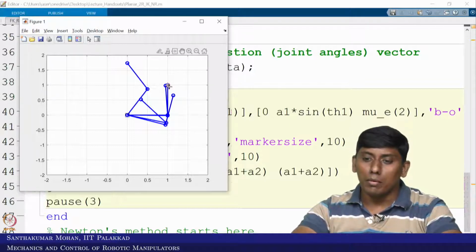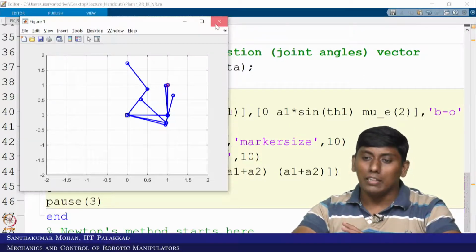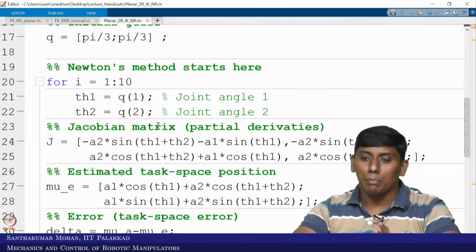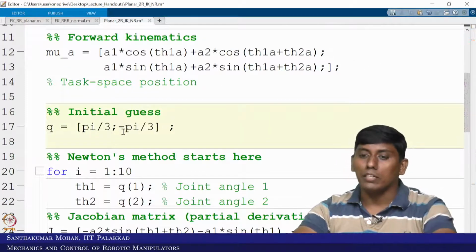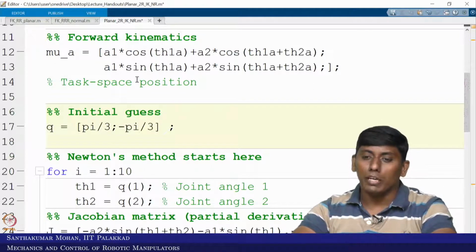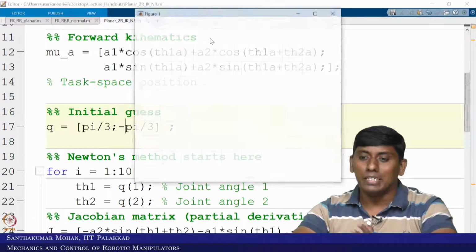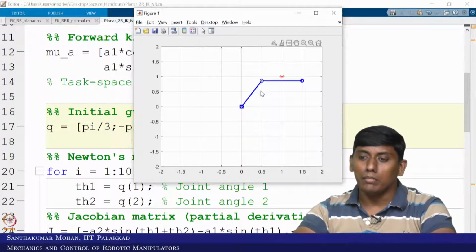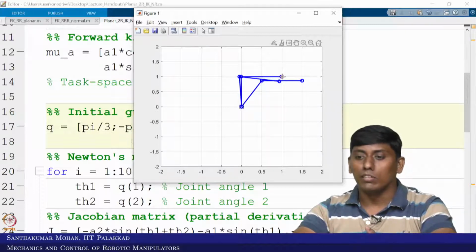So now this is 1 comma 1 and you have actually made it, right? Now if I take a different initial guess, for example, I am taking pi by 3 and minus pi by 3, we expect the final solution to converge, but which solution we don't know. You can see it started with minus pi by 3 in the second joint, and by the third iteration itself it has converged, right?